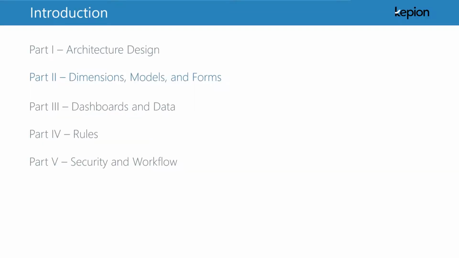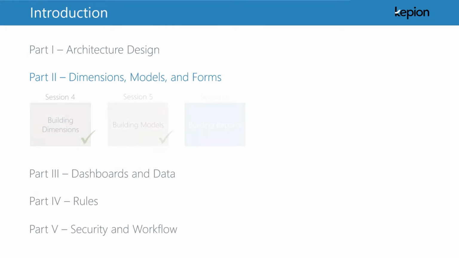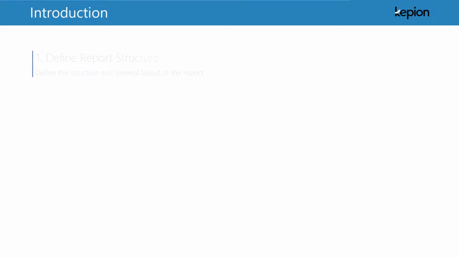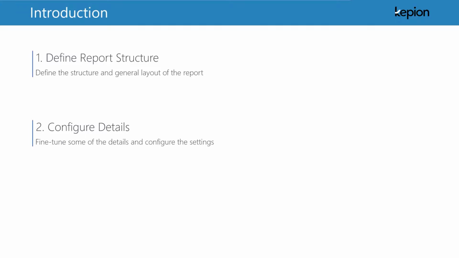In this session, we'll begin building the forms we need. We'll start with the P&L report. First, we need to define the structure of the report. Then we'll layer in some details and fine-tune a few of the settings. And lastly, we'll make some cosmetic changes and style the report appropriately.